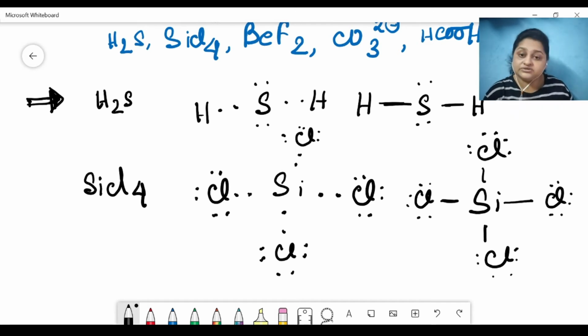So the silicon central atom comprises 4 bond pairs, each comprising 2 electrons, a total of 8 electrons. So the octet is filled for silicon in this molecule, and for each chlorine, 3 lone pairs comprising 6 electrons and 1 bond pair comprising 2 electrons, a total of 8 electrons, are also present. So all the atoms in this silicon tetrachloride have fulfilled octet.